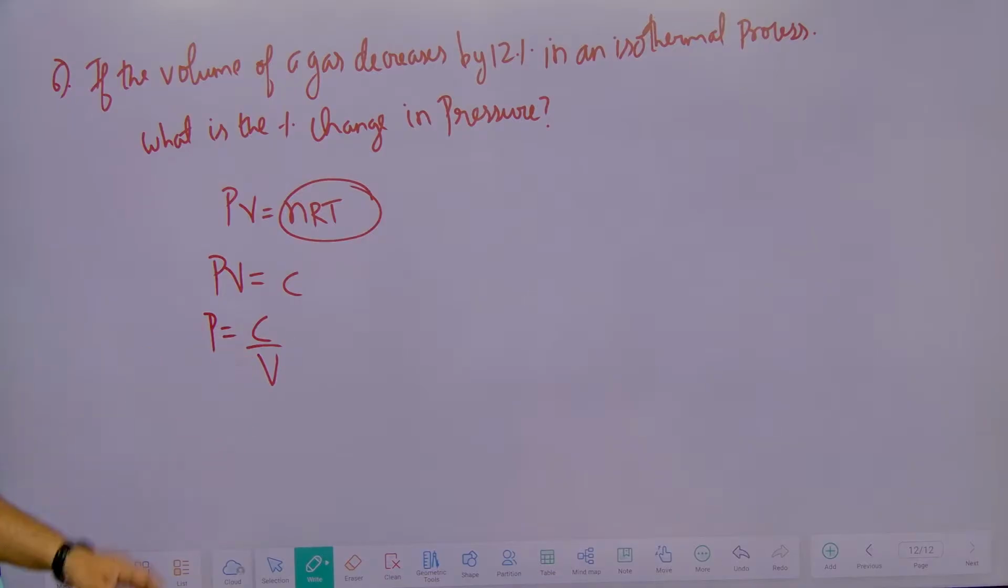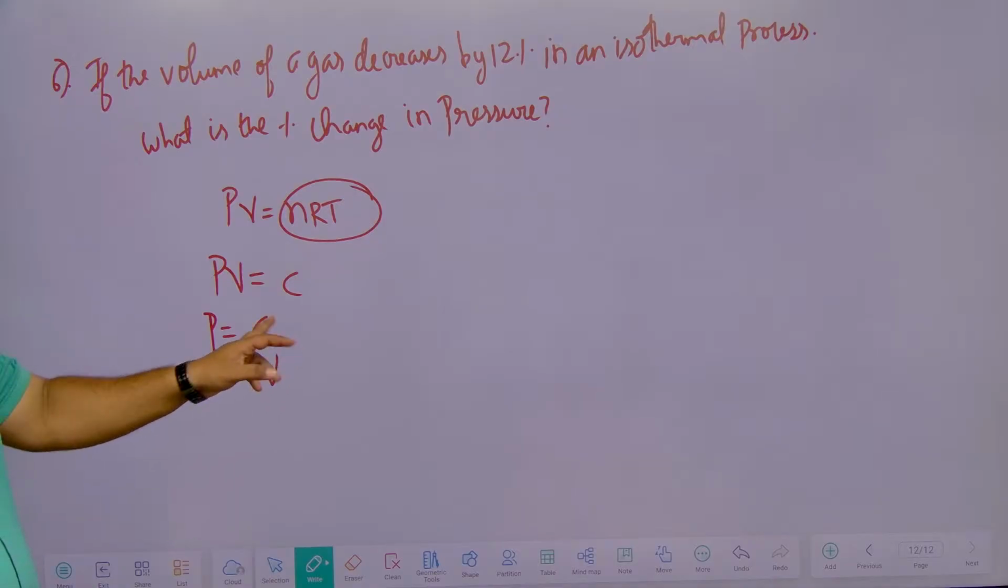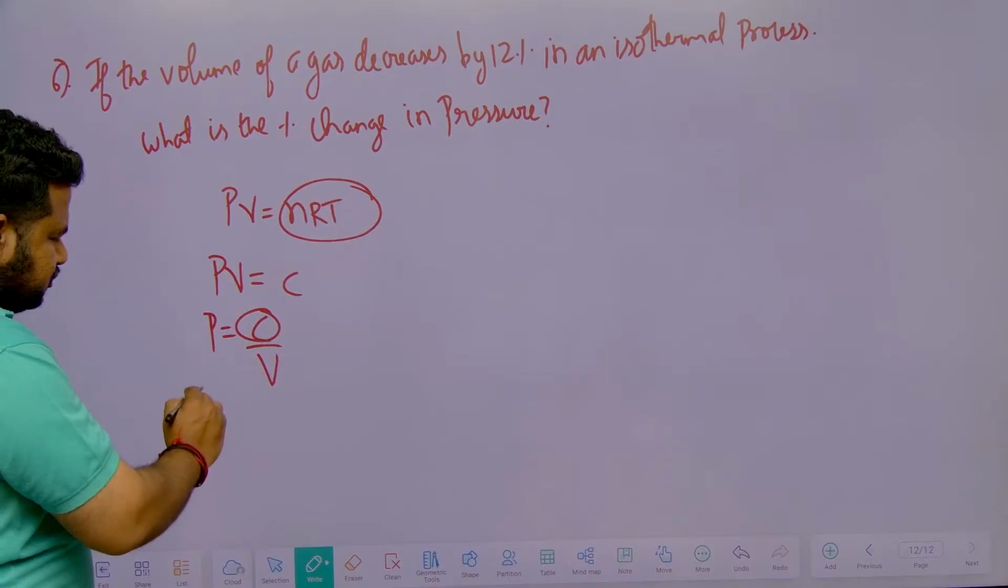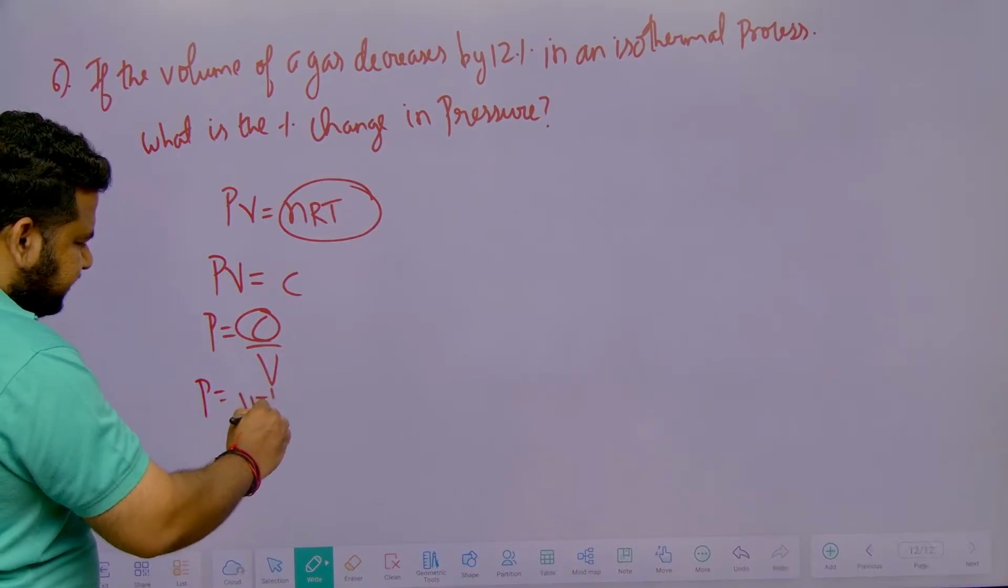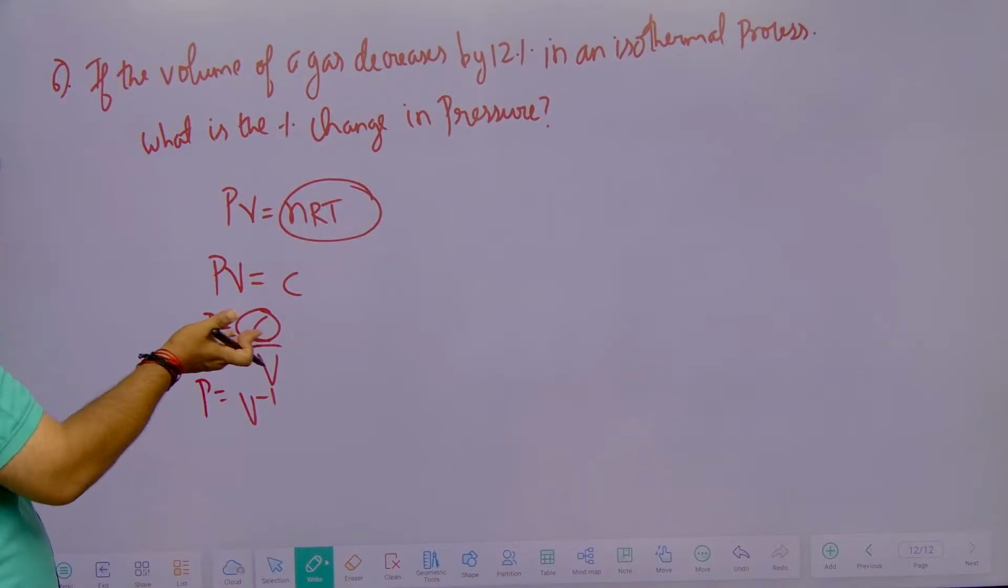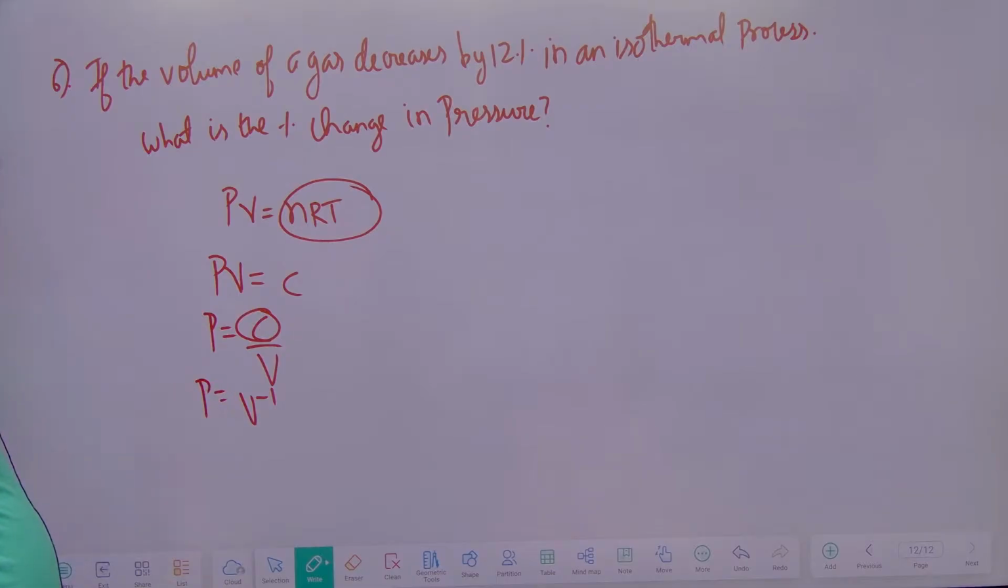So C by V is there. We will take V to the numerator. This is also constant, so now I can remove this also. So P is equal to V to the power of minus 1, because I took this as constant, then removed this constant. We want to find delta P by P, the change in pressure.